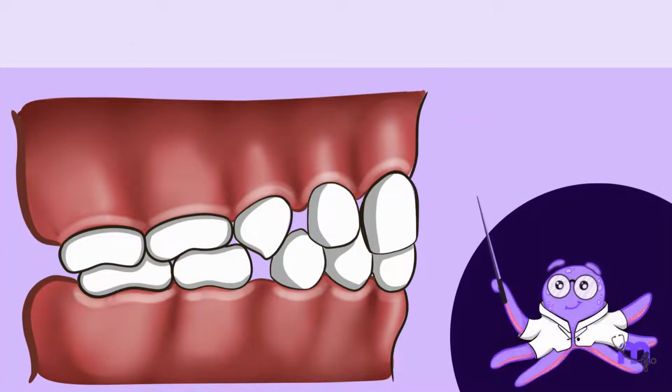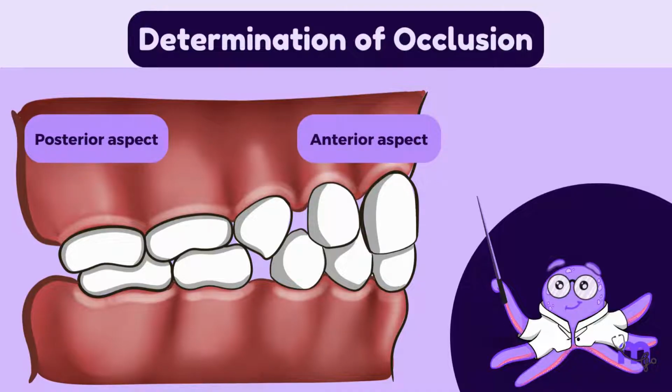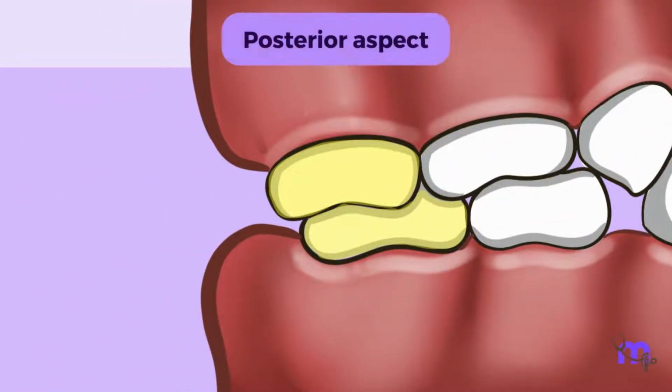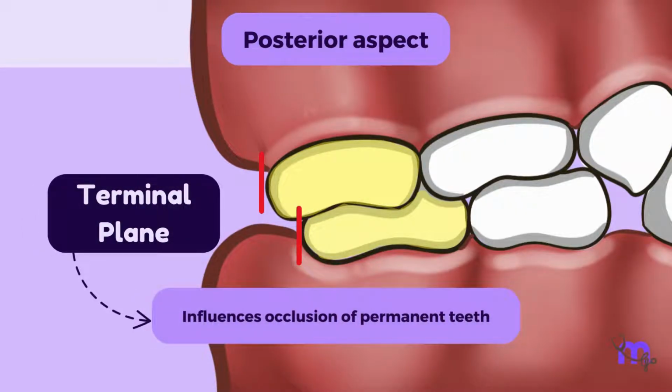Now let's move on to the determination of occlusion, viewing them from two aspects, the posterior and the anterior aspect. In posterior occlusion, the mesiodistal relationship of the distal surface of second deciduous molar in both arches determines the occlusion type. This is called the terminal plane, which is the key factor that influences the future occlusion of permanent teeth.